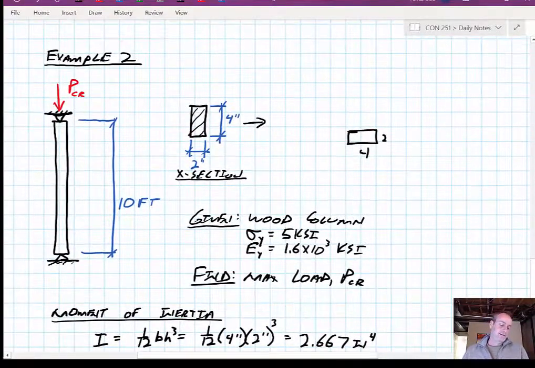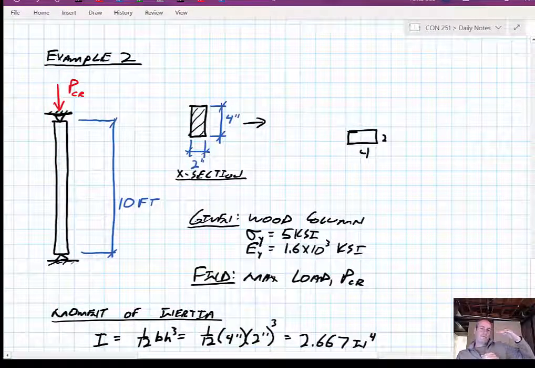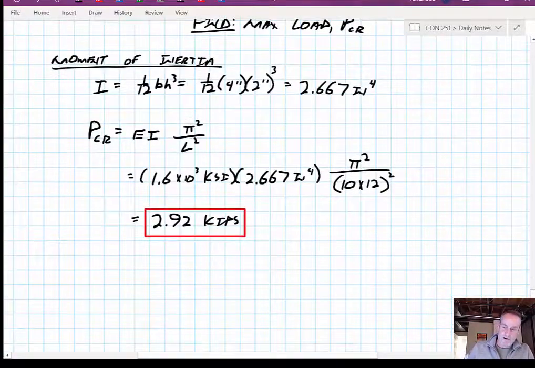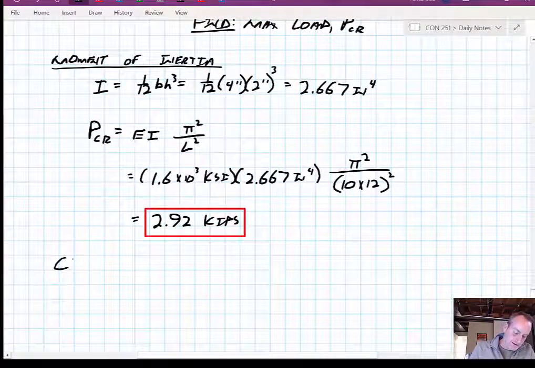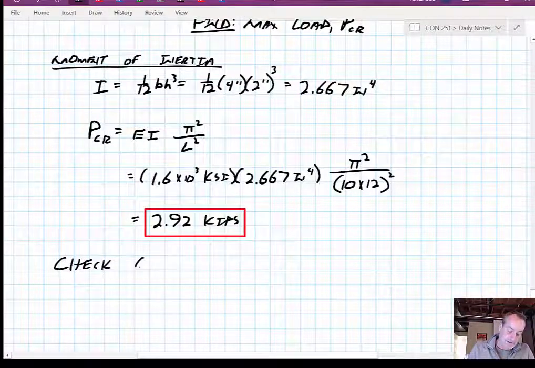Now, there is one little check we have to make sure of, right? This is 10 feet, so it's kind of a tall column. If it were shorter, of course, it would take more load. Shorter, shorter, shorter. At some point, it won't buckle, it'll just crush. So that's checking out what we already know. Check the compressive strength of this material and make sure that it's not failing just due to compression, right?